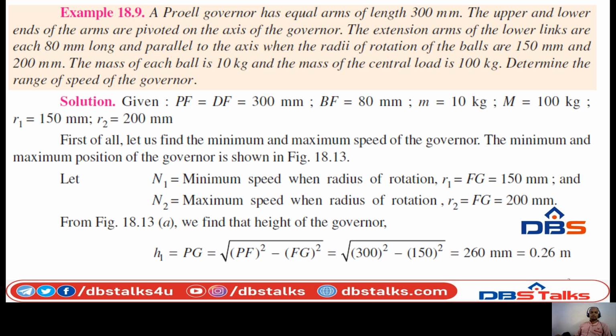The minimum speed is related to which radius of rotation? R1. The maximum speed is related to the radius of rotation R2. So N1 equals the minimum speed and N2 equals the maximum speed. Then the radius of rotation R1, that is FG, equals 150 mm. From there we are going to solve this problem in a separate manner.